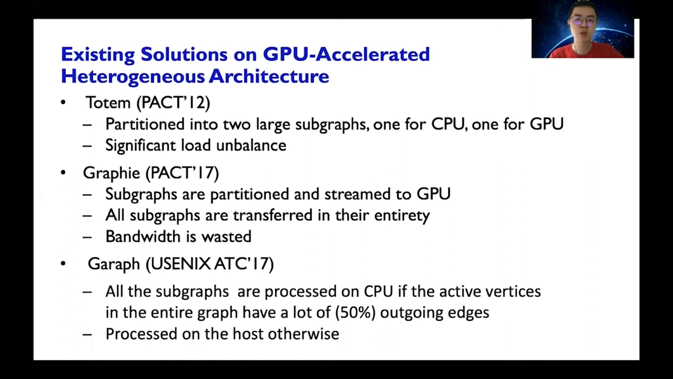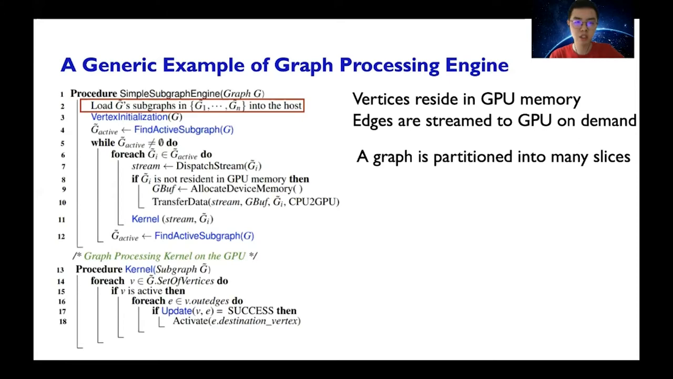First, Totem partitions a graph into subgraphs, one for the host and one for GPU, keeping the amount of data transfer to a minimum at the expense of load imbalance. Second, Garaph concurrently processes all active subgraphs on both the host and the GPU. Last, Graphie processes all subgraphs on GPU but reprocesses only the recently processed subgraphs in the next iteration. However, this graph system always transfers an active subgraph in its entirety to GPU, resulting in poor utilization of host-GPU bandwidth.